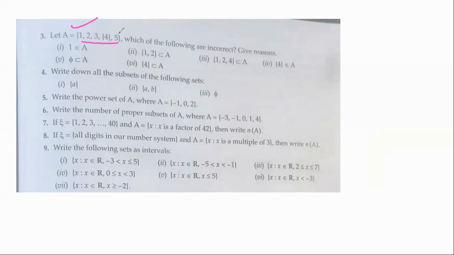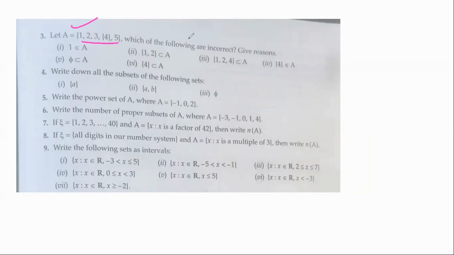{1, 2}, yes. We can say it is a subset of A. We can say yes, correct. And then we have {1, 2, 4}. Is that the subset of A? So yes, they all are coming from the same set. So yes, we can say that it is also the subset. So it is also correct.